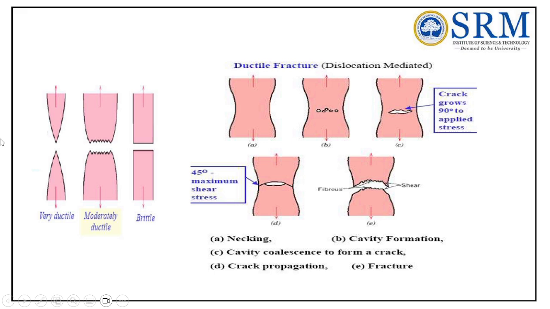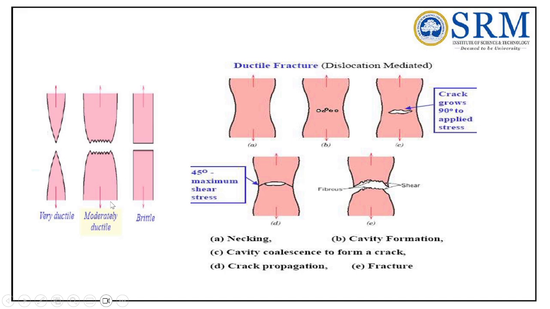Okay, so on the left-hand side you can see the materials and how they break. This is a highly ductile material. It will continue to elongate under loading, and after reaching the ultimate point it separates into two, so you can see a point-like structure. Instead of a cup and cone, you can see a point where it gets separated.